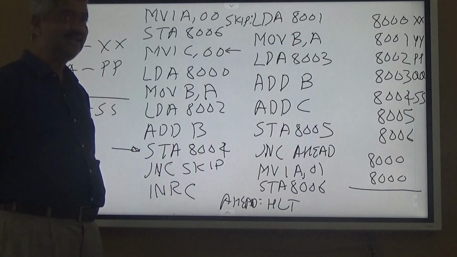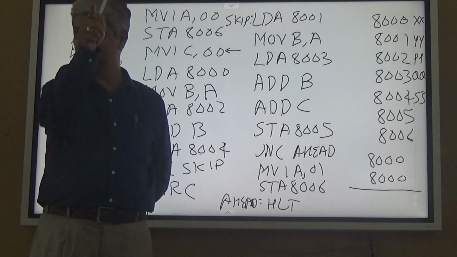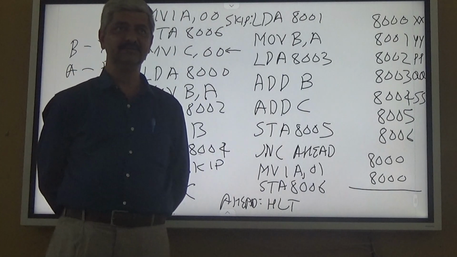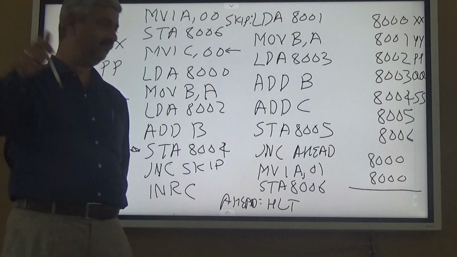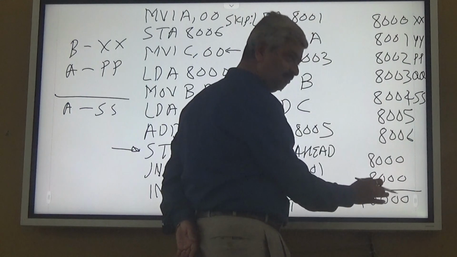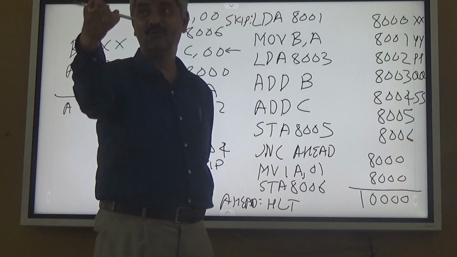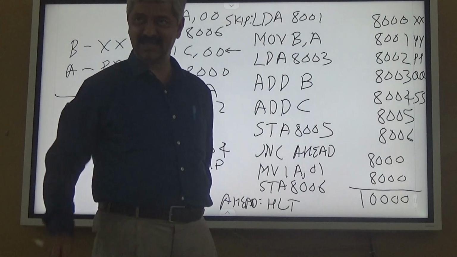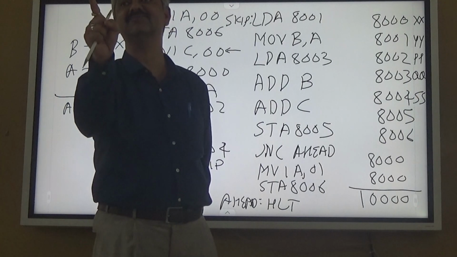So what is 8000? 8000 plus the same. Then what answer will come? 0 plus 0 is 00. 80 plus 80 is 100. Right, it is 100. Means 00 in 8 bits, and 1 carry comes.